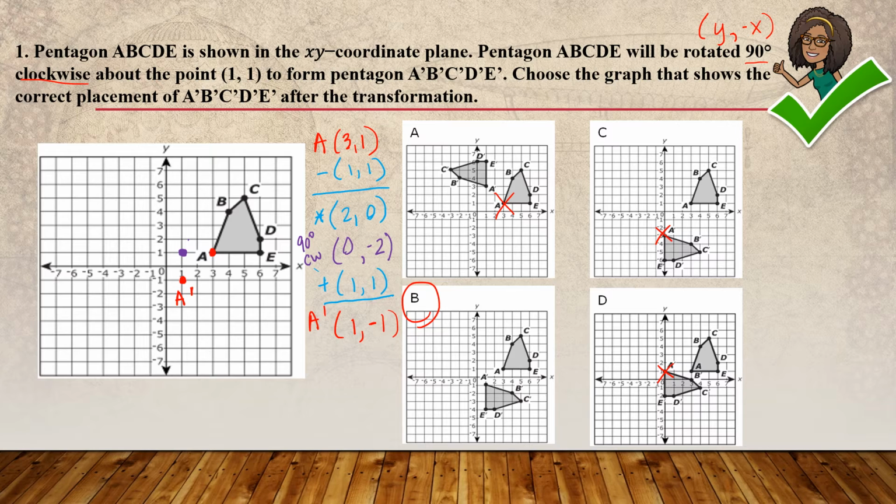So just to recap, the first step is to identify what the rotation rule is, and then identify what point you're rotating about. Here we have (1, 1). You would first subtract that point of rotation from the original, apply the rotation rule, and then add that point back to get your image point.